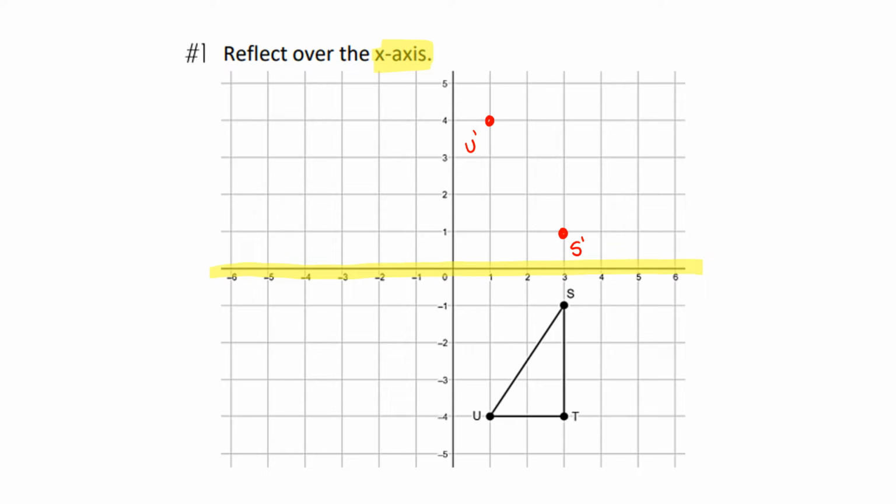Same thing for the new point T. Point T is 4 squares away from the x-axis, so I would put the new T prime 4 squares away from the x-axis. When we connect our dots, you can see that it's the exact same triangle, except that it is on the opposite side of the x-axis. It's now upside down. The x-axis line, the line of reflection, is exactly in the middle of all the points.